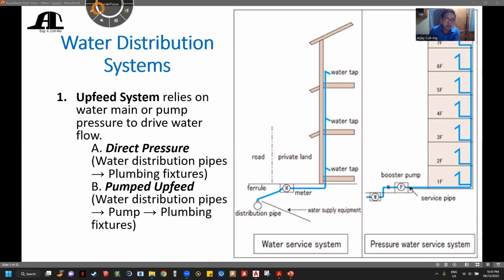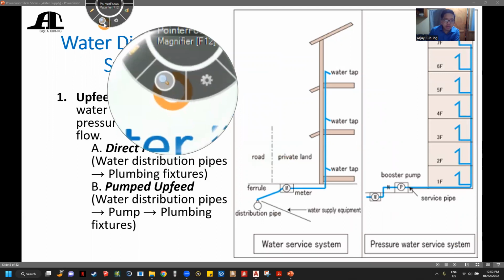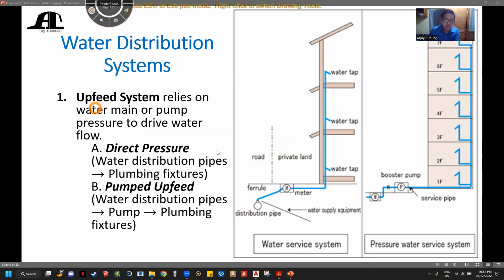So again class, we have two types of water distribution system. We have what we call the upfeed, and then we have what we call the downfeed. The difference is the travel of water. If we say upfeed class, our water will travel upward, that's why it is called upfeed. So for us to distribute the water, it moves upward, starting from the lower elevation going to the higher elevation.